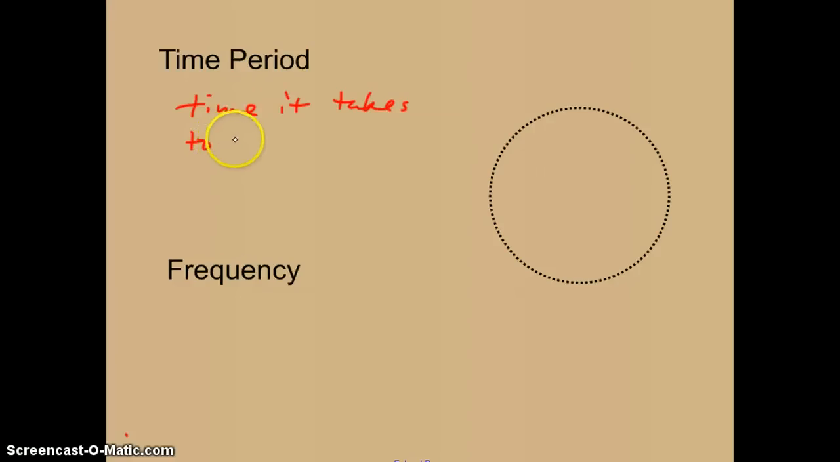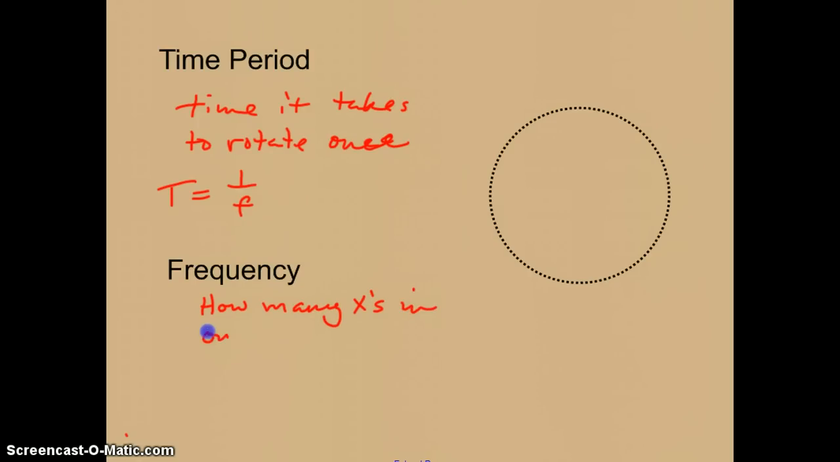Time it takes to rotate one time. Once. So our formula is time period is equal to 1 over frequency. So what is frequency? Well, frequency is how many times it goes around. So how many times does it go around in 1 second? That's our frequency. And our formula for frequency is the inverse of the time, so it's 1 over the time period.